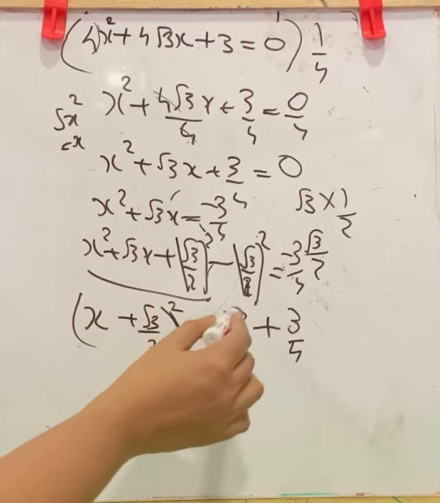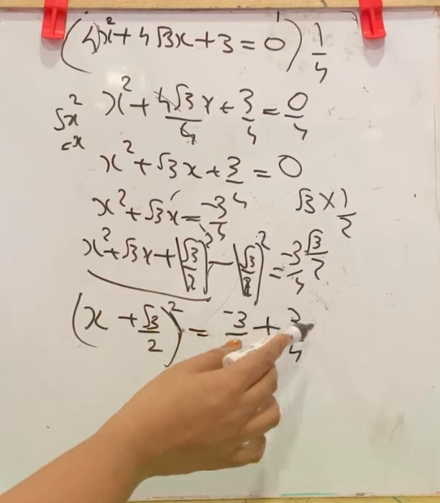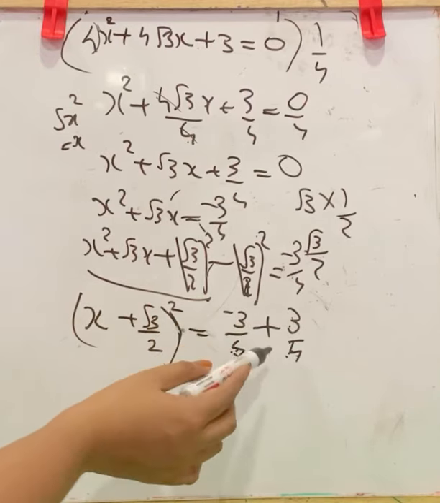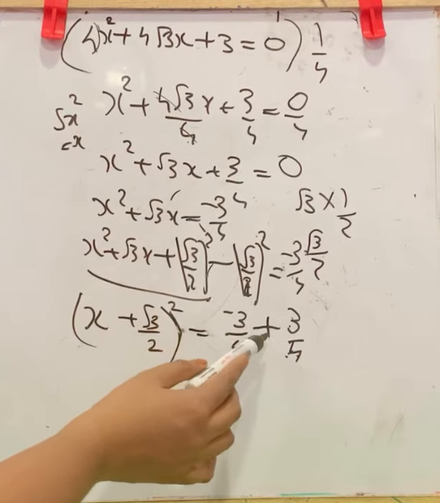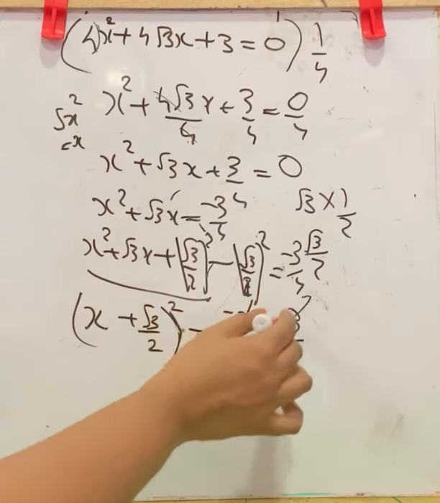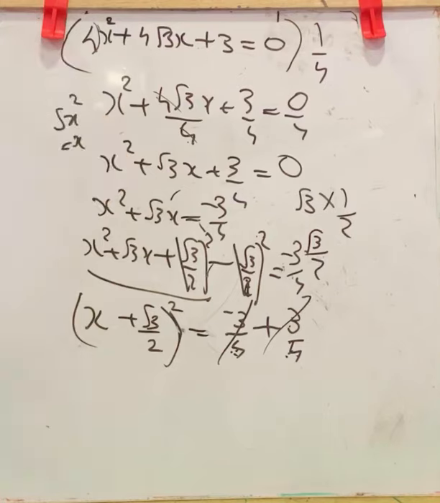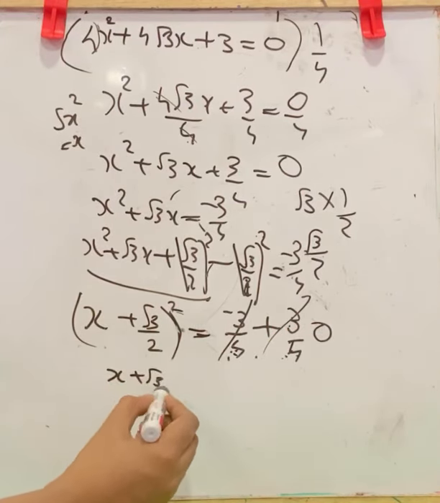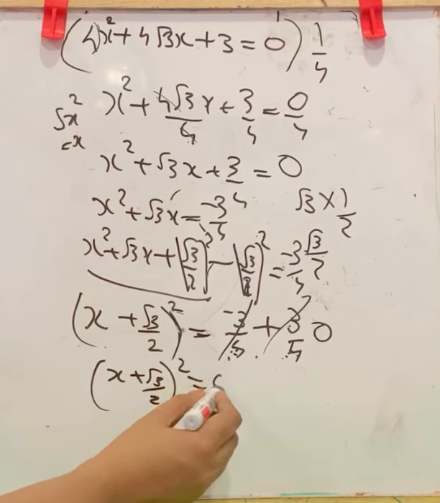Now on RHS we have minus 3 by 4 and plus 3 by 4. The denominator is the same, and we have the additive inverse here, plus and minus of the same value. It will get cancelled. The answer will be 0. So the RHS part becomes 0. That is, x plus root 3 by 2 whole square equals 0.